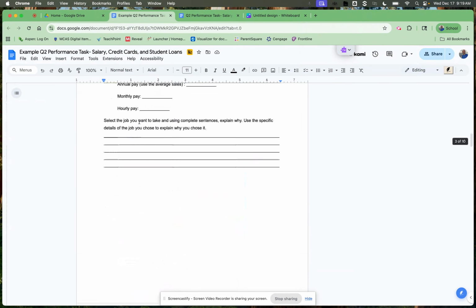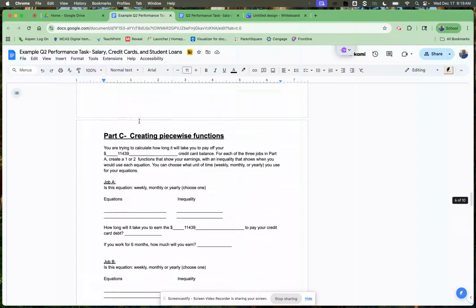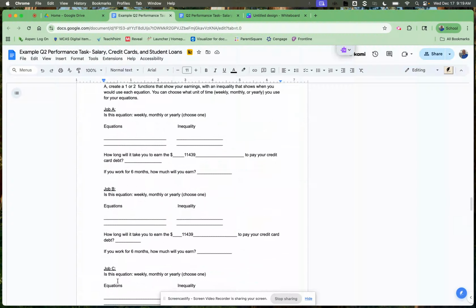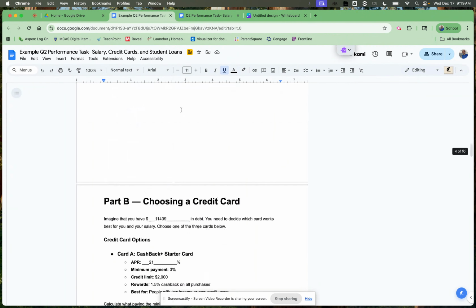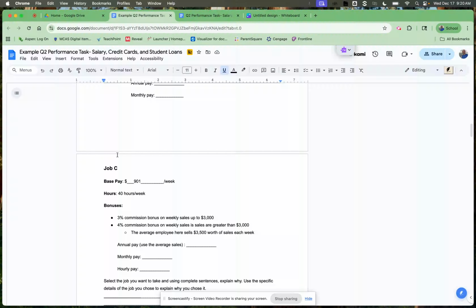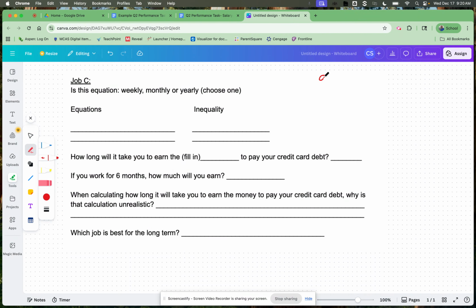So this is part C, and I'm doing job C. Okay, so I'm going to use this job for my information. So I'm going to write down my salary. So I was earning $901 a week, so I'm going to write this down. $901 per week. And also remember there's a commission.